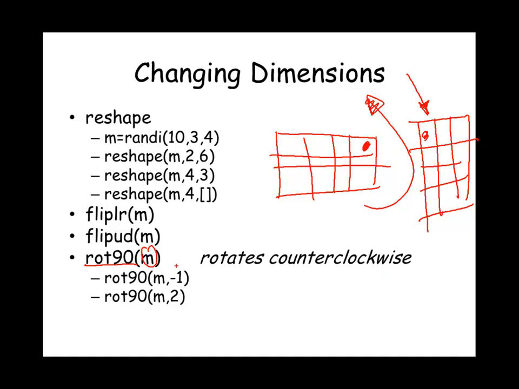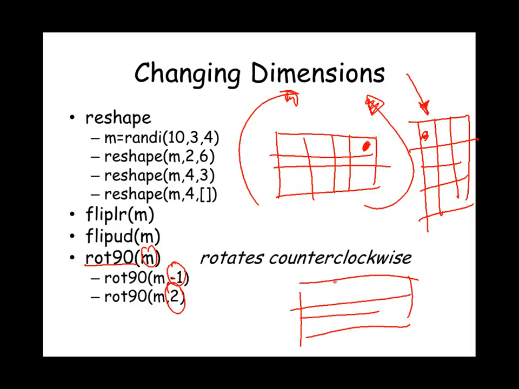If you provide a second argument to the rotate 90 function, you can specify how many times you would like this rotation to happen. If you provide a negative number, then MATLAB will rotate in the clockwise direction. So in the last example, we are rotating twice in counterclockwise direction, and as a result, we will get this new matrix where the top right corner in the original matrix will now become the bottom left corner of the new matrix.